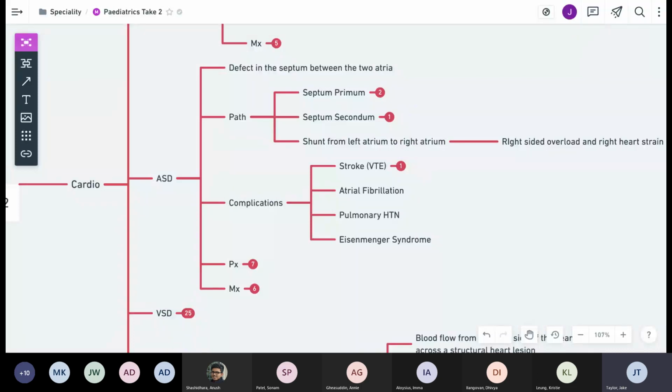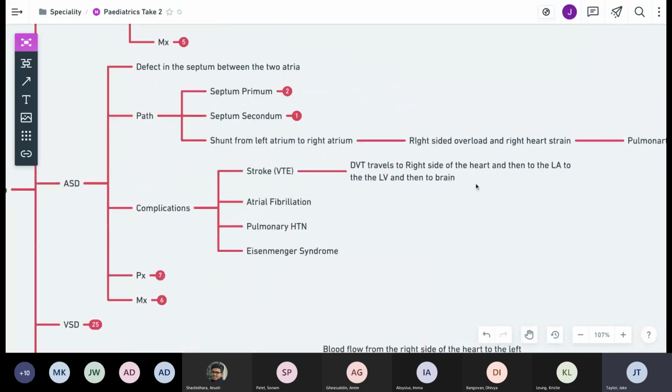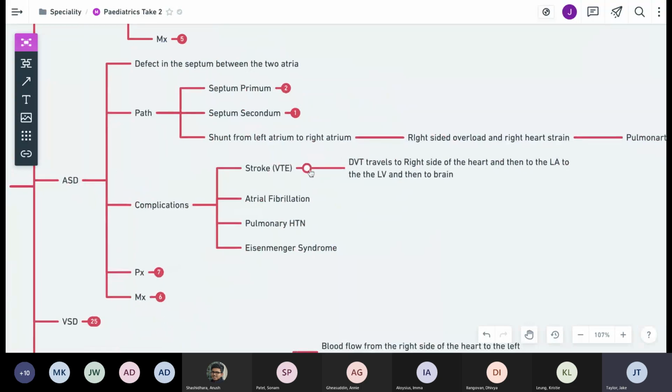it gets all the way up to the right side of the heart. And normally the reason you get a PE is because the embolus moves off into the lungs, up through the pulmonary system. But because there is this hole in the heart, it can, by misfortune, go to the left side and then move up through the aorta and up into the internal carotid and then to the brain. So it can cause a stroke. So exactly here, DVT travels to the right side of the heart and then to the left atrium, to the left ventricle, and then to the brain.